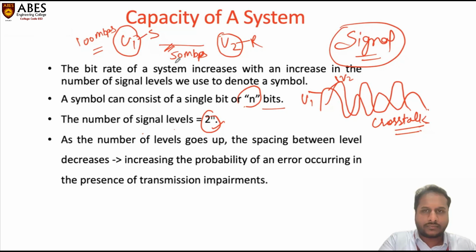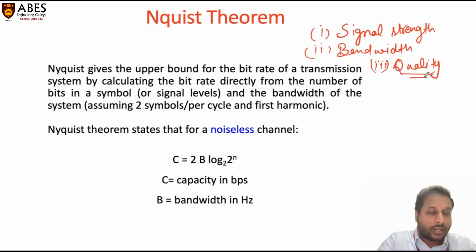So last is to increase the quality. But to increase the quality, we must know how noisy our channel is, or what is the bit rate of the channel right now. For this, there are two theorems given. One is Nyquist theorem. Second is Shannon capacity. Nyquist is given for noiseless channel. Shannon is for noisy channel.